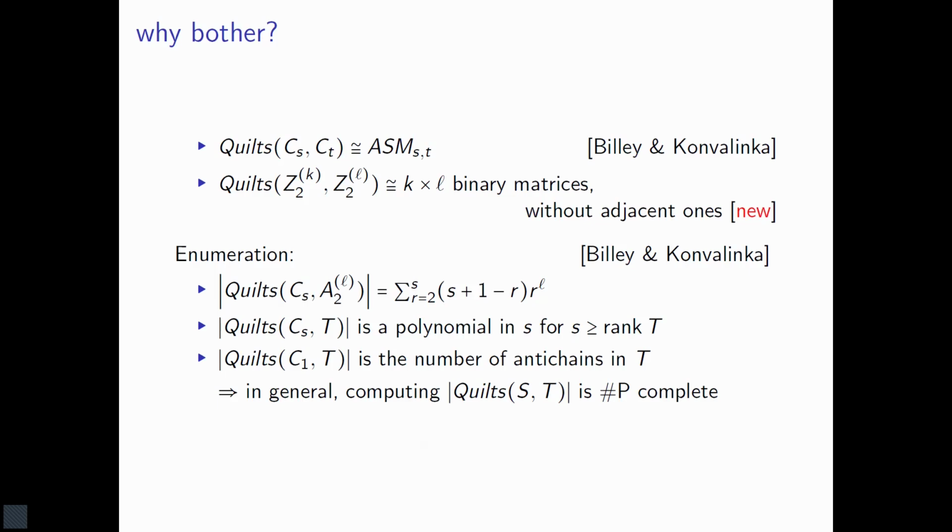And there's another reason why bother. We get some, very little, but some enumerative formulas. For example, if one of the two posets is a chain, and the other one is this anti-chain with bottom and top, we get a nice sum for the number of quilts.